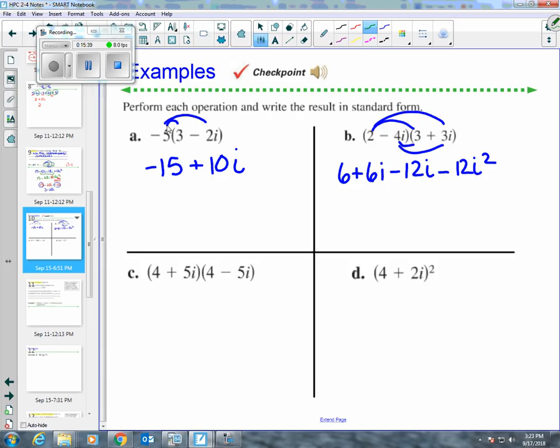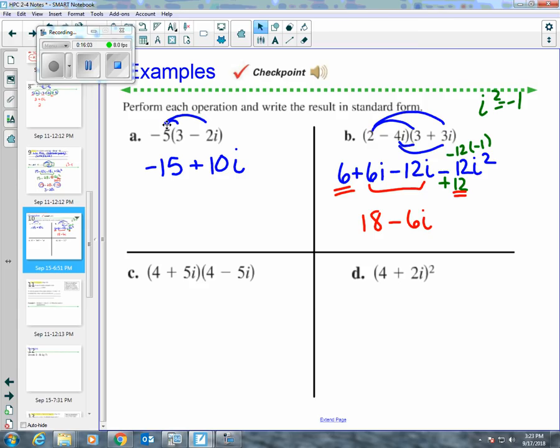Now remember, this i squared again is equal to -1. So that's like a -12 times a -1, which in effect makes this a plus 12. Some people get pretty quick at picking that up, and then they can put their like terms together. So we've got a 6 and a 12, so that would give us an 18. And then let's put together our i's. That would be a minus 6i. We ended up with an imaginary number.